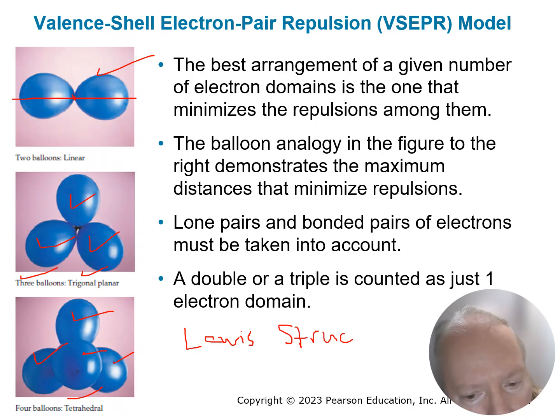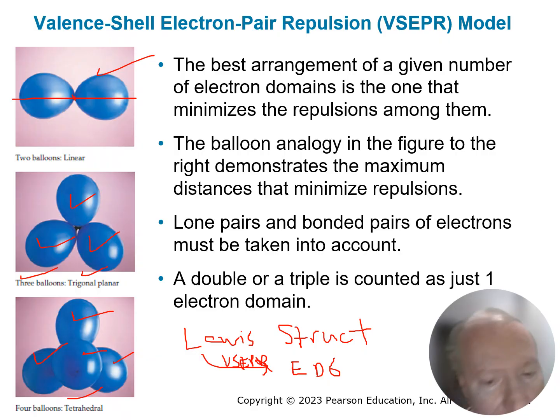Once we determine the Lewis structure, then we want to use VSEPR, valence shell electron pair repulsion, to get the electron domain geometry. We need to know the electron domains around the central atom, and then we can get the electron domain geometry from that. We apply VSEPR, and then we can ignore the lone pairs and come up with the molecular geometry. I think that's always the best strategy.